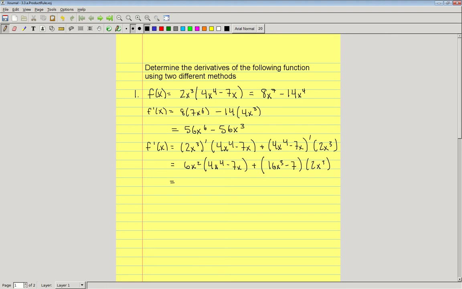Here we have 6 times 4, which is 24x to the 6th power, minus 42x cubed. And then we're going to be adding to that 16x cubed times 2x cubed, which is 32x to the 6th power, and then minus 14x cubed.